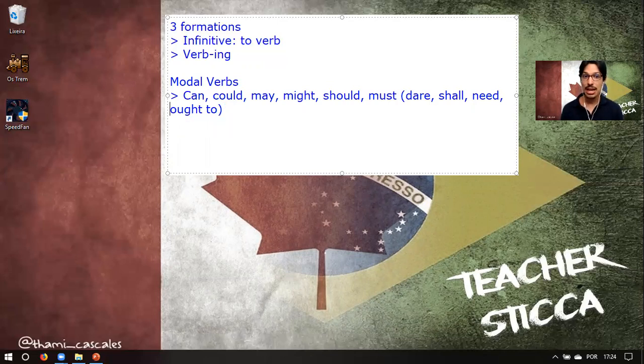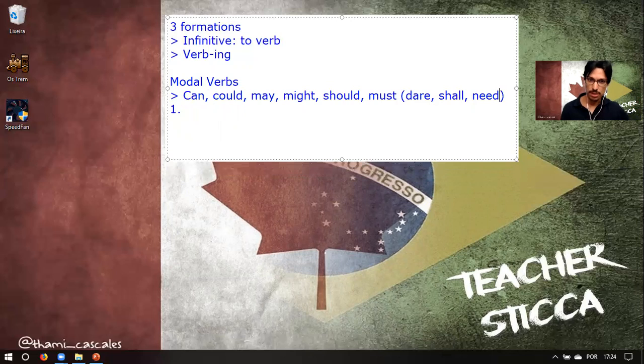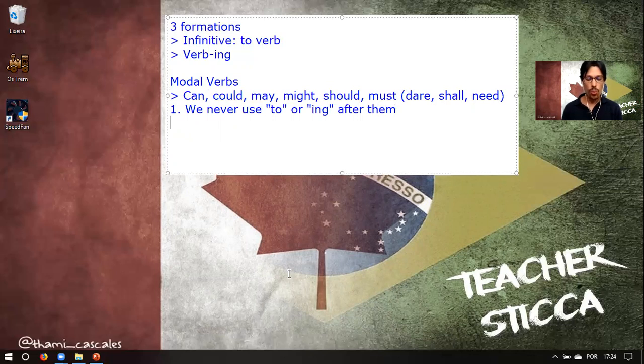And ought to is the only modal verb that is an exception to what I'm going to tell you about modal verbs right now. What are the three things you need to know about modal verbs? In this case, I'm going to erase ought to from here. Disregard ought to. Now, first, we never use to or -ing after them. Never, never. So we cannot use can and to right after. You can say, I can dance. So you see there is no to, there is no -ing.